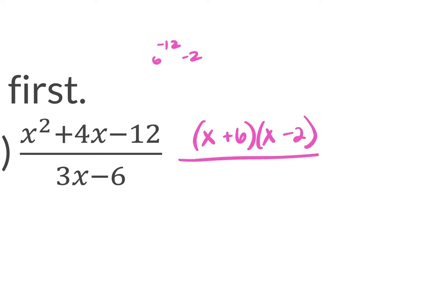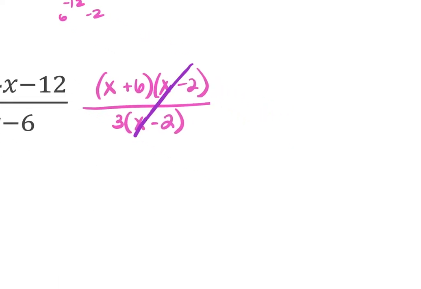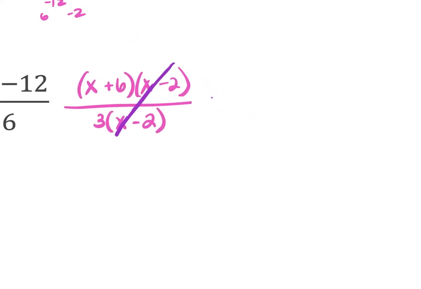Now that goes over. Can I factor from 3x minus 6? How do I do that? Take out a 3, and I'd get x minus 2. Can I cancel something out? Good. The x minus 2, again, it's a sum or difference, so the whole thing has to match. And now I just get x plus 6 over 3.